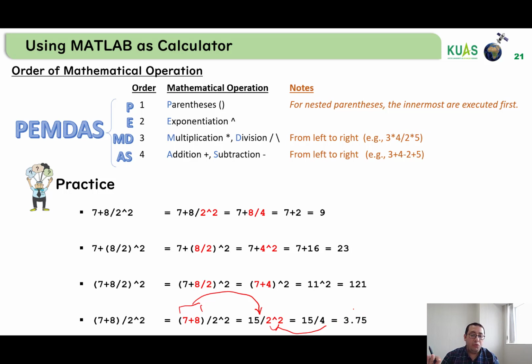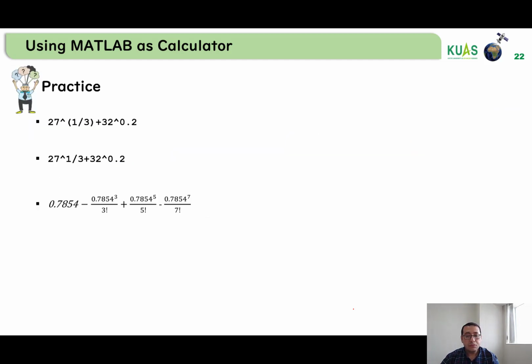So we understand now that we have the order: parentheses first, power second, multiplication and division from left to right if we have many, and then the plus or addition and the subtraction. For this exercise, please pause the video and try to solve it by yourself.